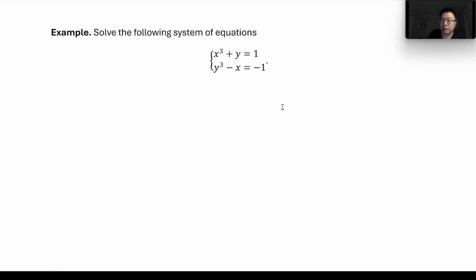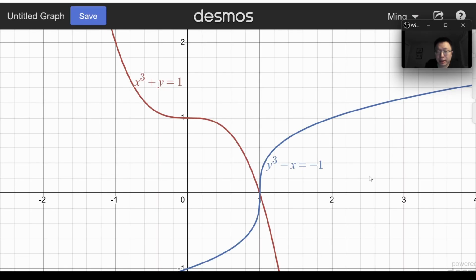So now let's look at an example. We have a system of nonlinear equations: x cubed plus y equals 1 and y cubed minus x equals minus 1. I use this example because it has an obvious solution. Here I am in Desmos. I plotted the two equations in the system.